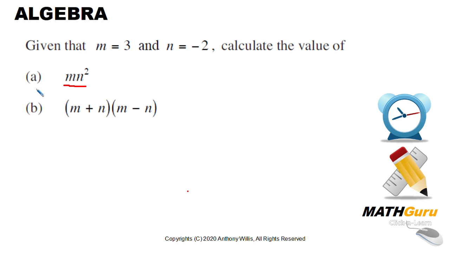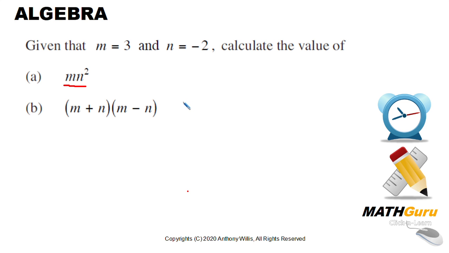Problem A. Now, what this question is testing is your knowledge of substituting numerical values into a term or an expression. So where you see you're given m is equal to 3 and n is equal to minus 2, the operation you have to carry out is substitute the numerical values of 3, m equal to 3 in the expression mn squared, and the value of n, minus 2, here.